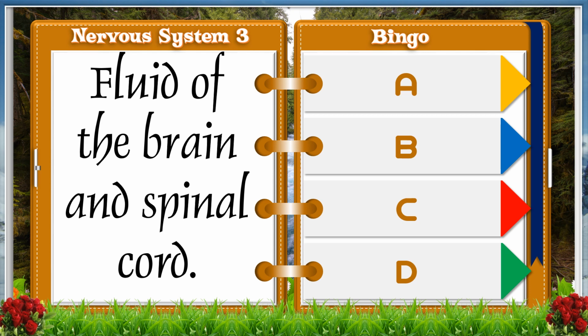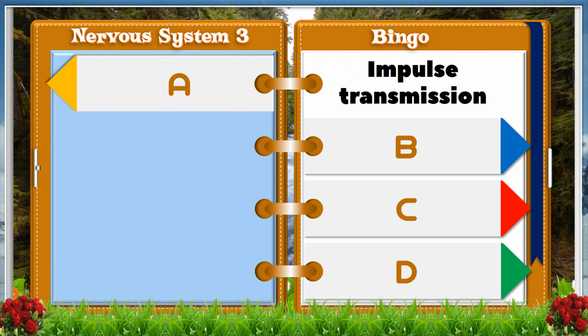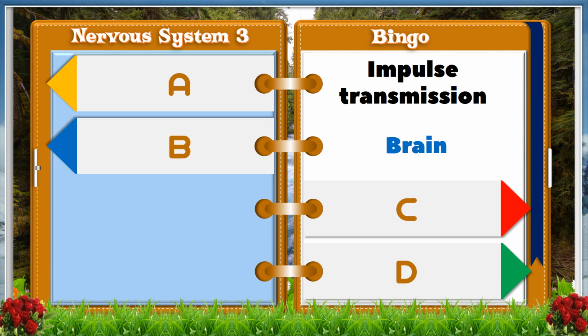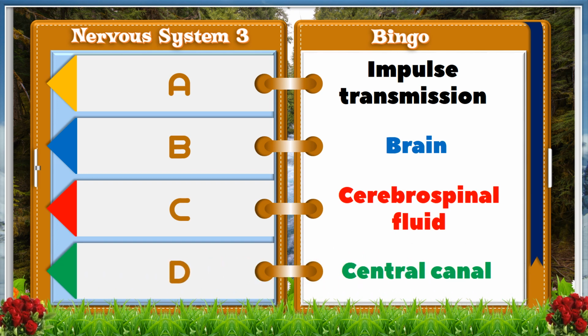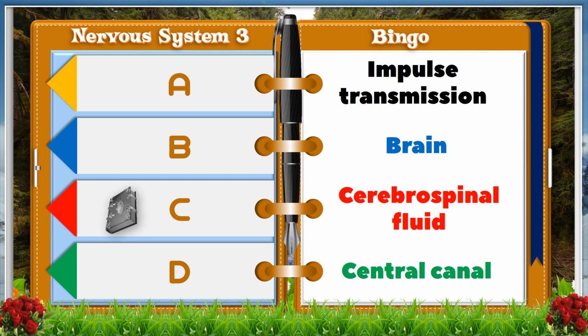Fluid of the brain and spinal cord. A. Impulse transmission. B. Brain. C. Cerebrospinal fluid. D. Central canal. And the answer is C, cerebrospinal fluid.